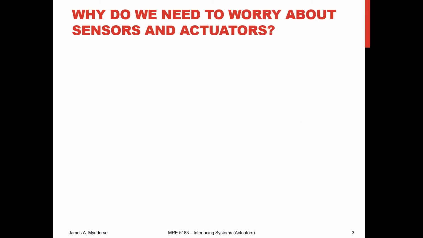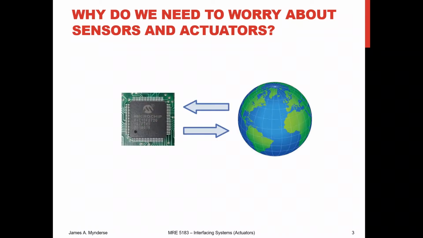So first things first, why do we care about sensors and actuators? Well, we hit on this when we talked about sensors already. If we have a real-world system that we want to interface with, whether it's our project or something else, and we have our state machine that is on the microcontroller, then certainly we need some way to understand what's going on in the real world, that's our sensors, and then use our state machine to control what's going on in the real world, that's our actuator.